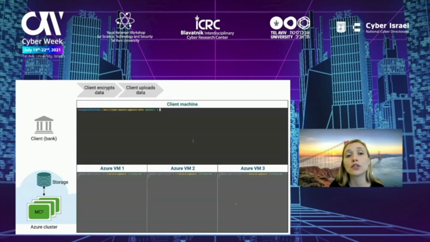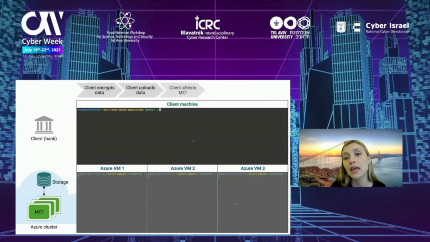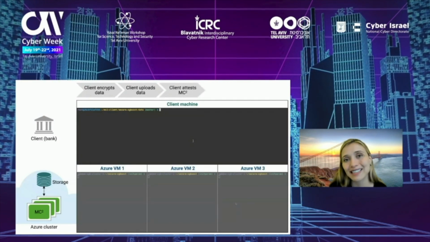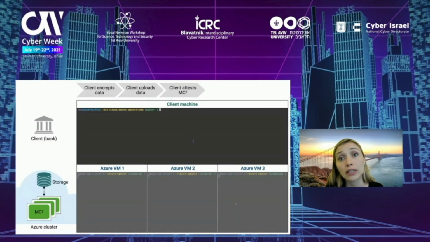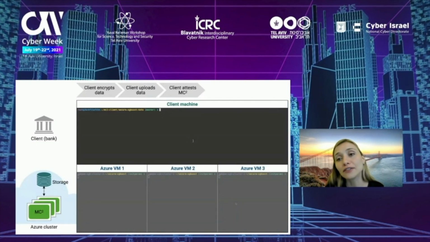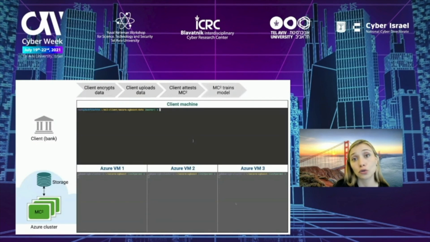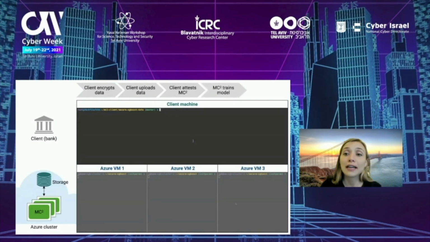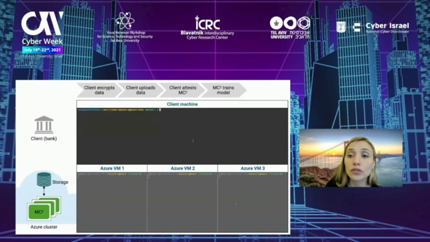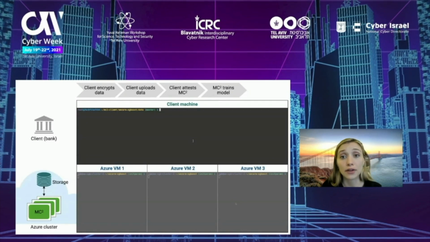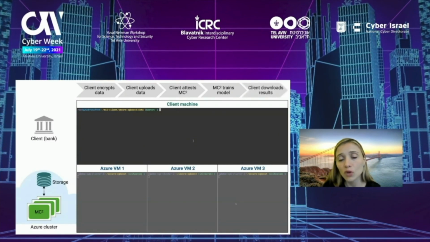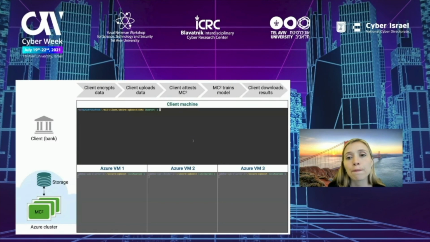Okay, so first the client is going to encrypt the data and upload it. Then the client is going to attest that MC² is deployed properly on the server side. After that, the server, the cloud, is going to train the model, and then the client is going to download the results and decrypt them. Okay, so now we begin the demo.